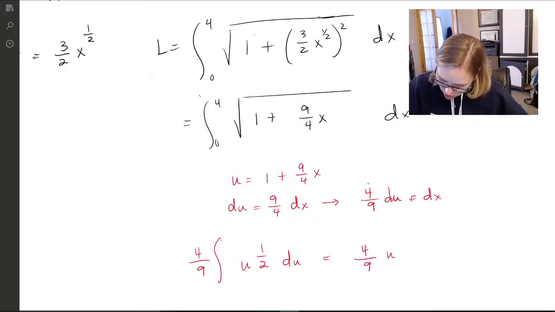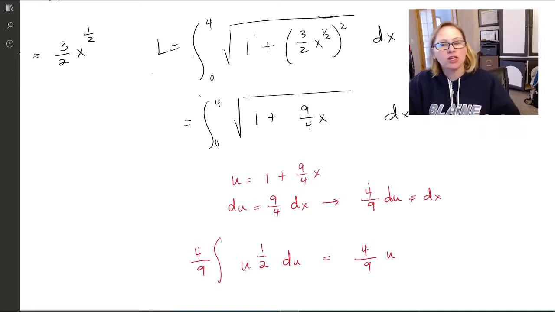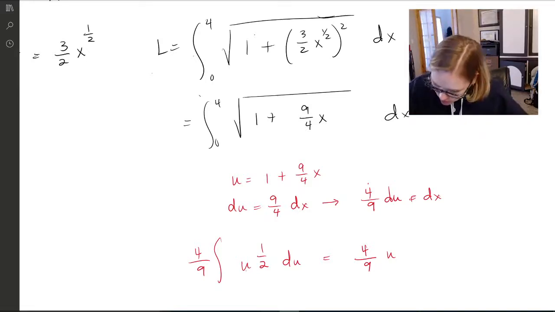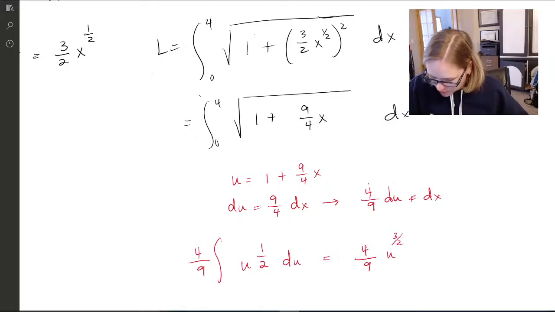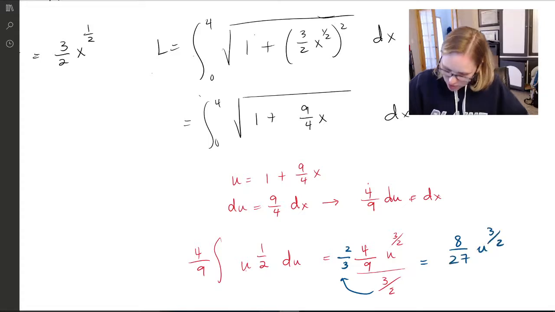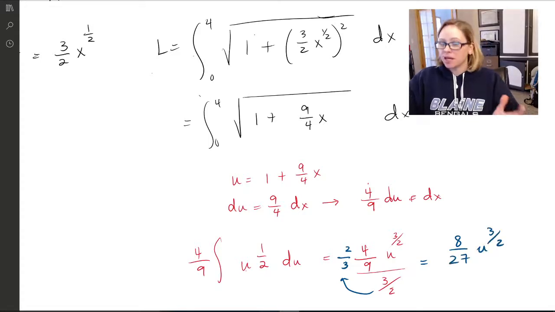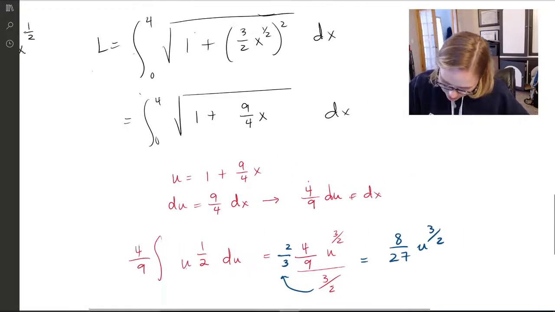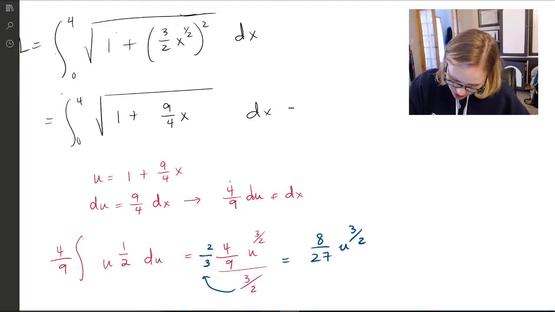This becomes u. Now I'm integrating, not differentiating, so you always have to wrap your brain around integrating increases. So u to the 3/2 over 3/2. So then that 3/2 will flip, multiply. So we ultimately get 8/27 u to the 3/2 power. So now that I have my antiderivative, I'm going to put u back in. And it's going to look like this.